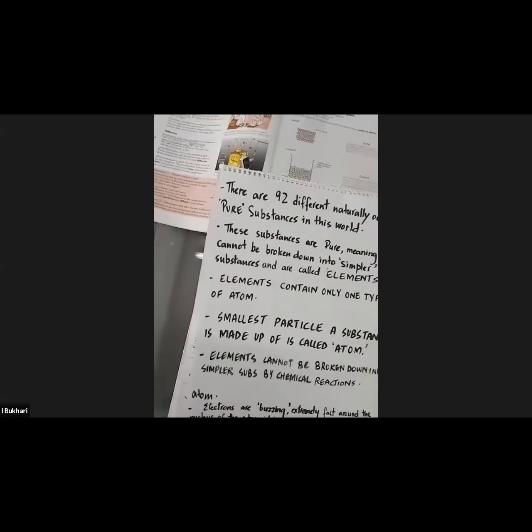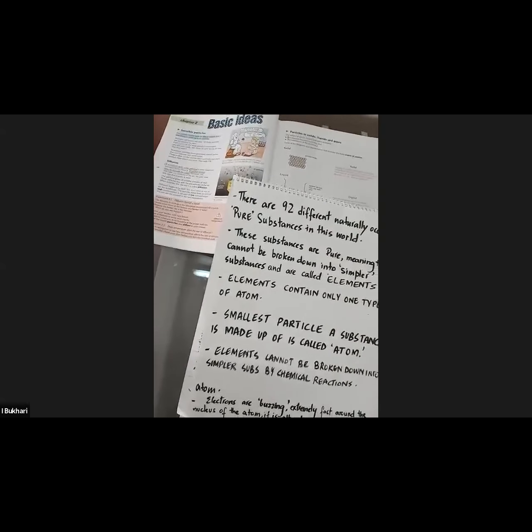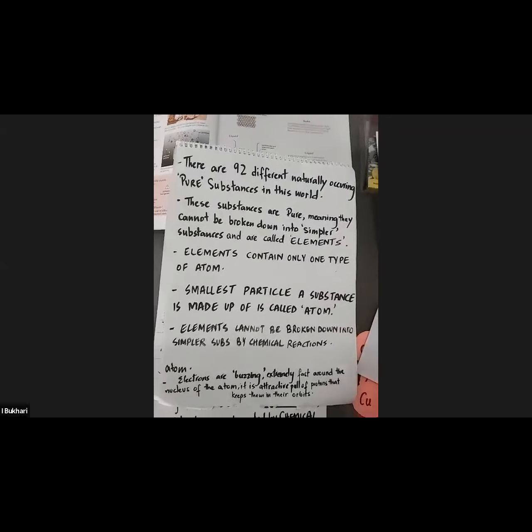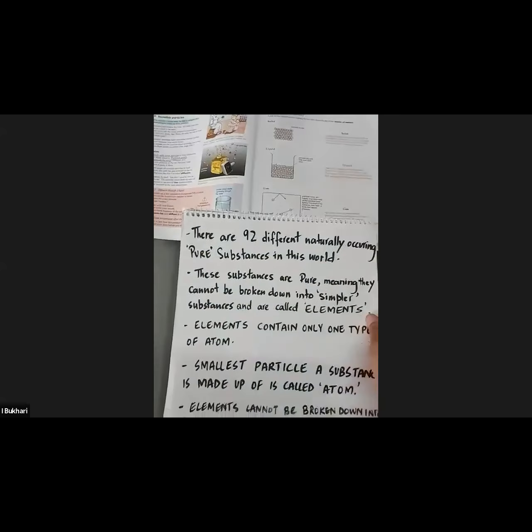What does the word atom mean? Atom is derived from a Latin word, atomos. It means uncuttable. It is the smallest particle that any substance is made up of. So the smallest particle that anything is made up of is an atom.